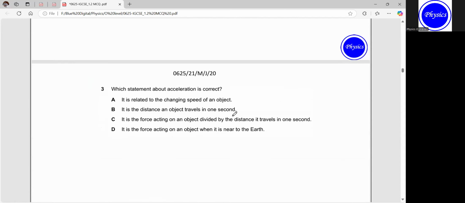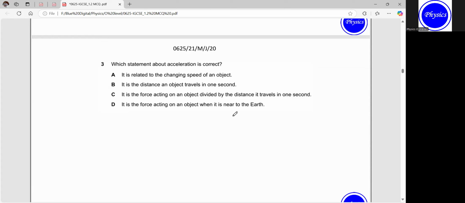Okay. Which statement about acceleration is correct? You remember acceleration? Acceleration is change in velocity by time. So which one gives the definition? Related to changing speed. Okay, change in velocity by time. So changing speed of an object. So it's A.